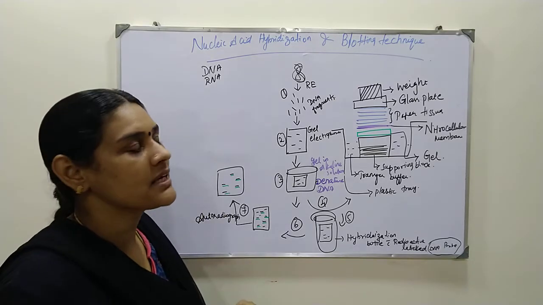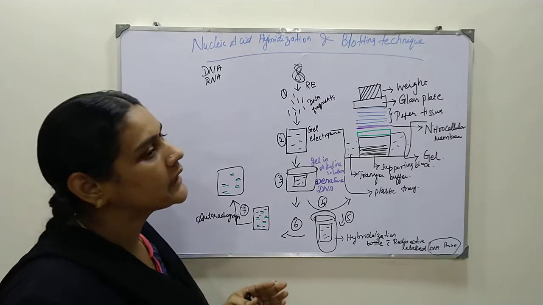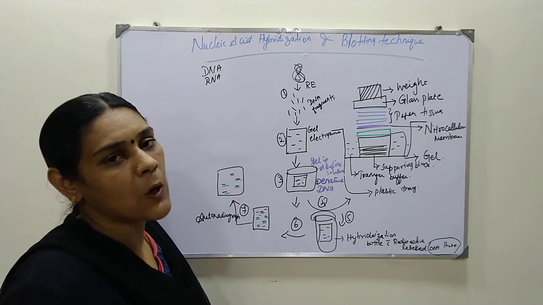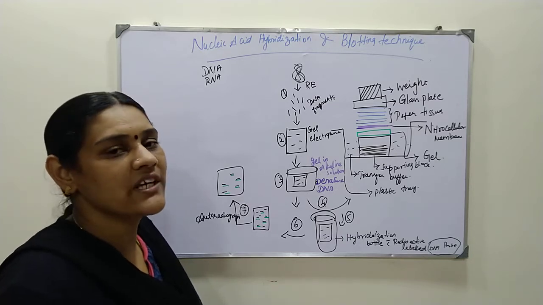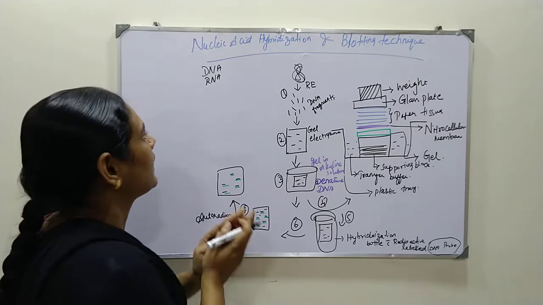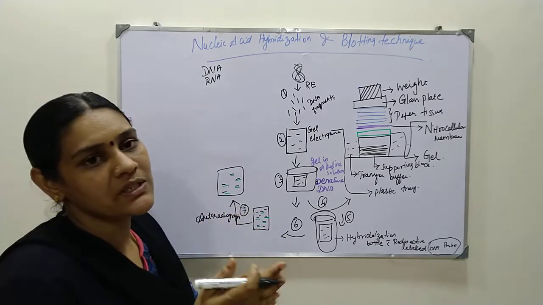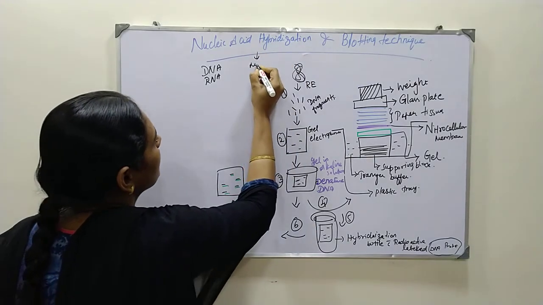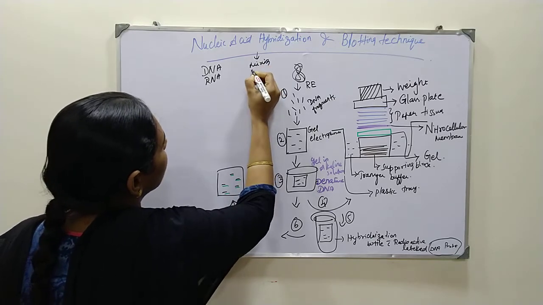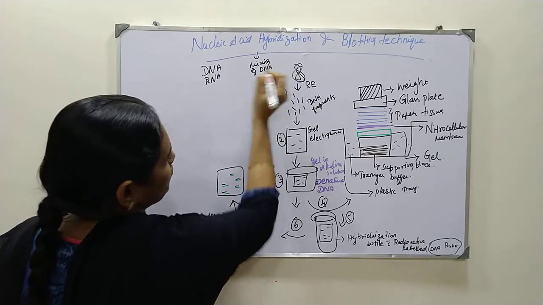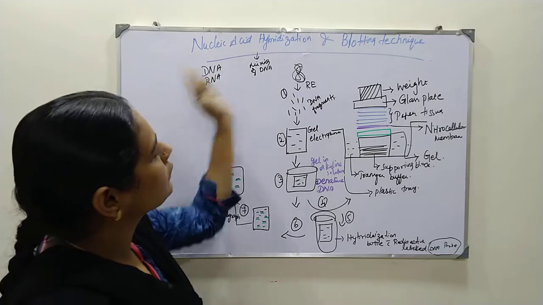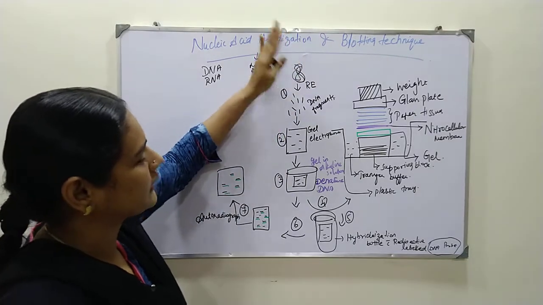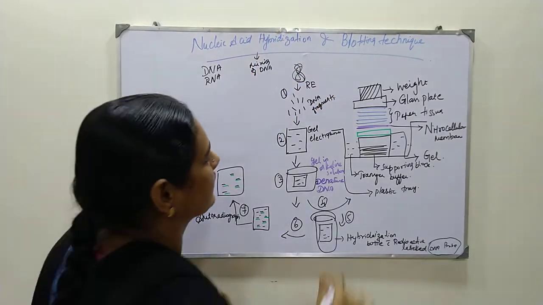Hybridization means that two DNA strands get mixed, or anneal, or get connected. The DNA which is mixing is called hybridized. Nucleic acid hybridization is one technique, along with the blotting technique.